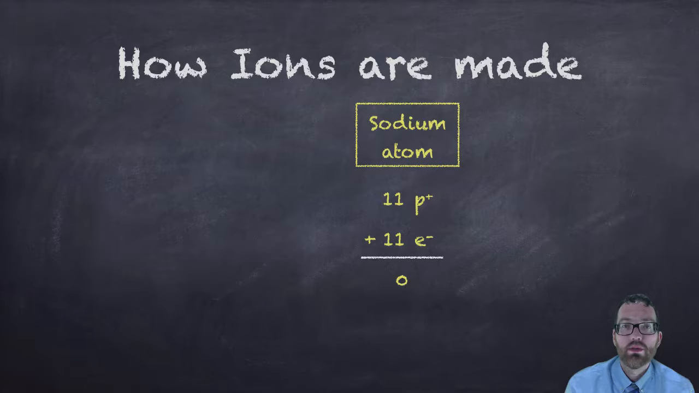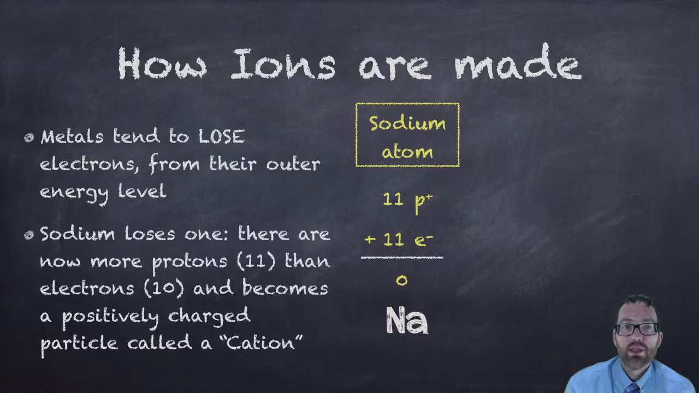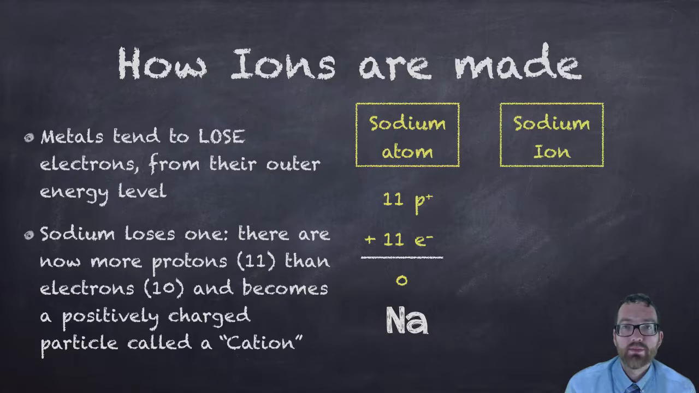Sodium atoms are neutral. But metals tend to lose electrons from their outer energy level. We'll talk about why in a minute, but all metals lose electrons from their valence shell. So sodium has 1 electron in its valence shell and it's going to lose it. So now it's going to have 11 protons but only 10 electrons. So it's going to become a positively charged particle, which we also call a cation.